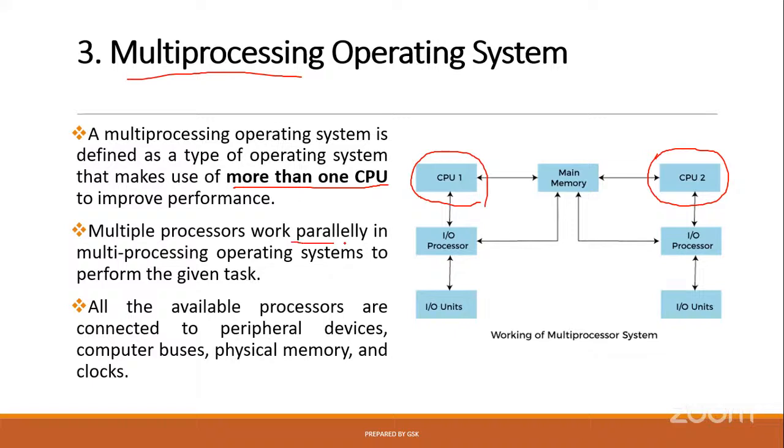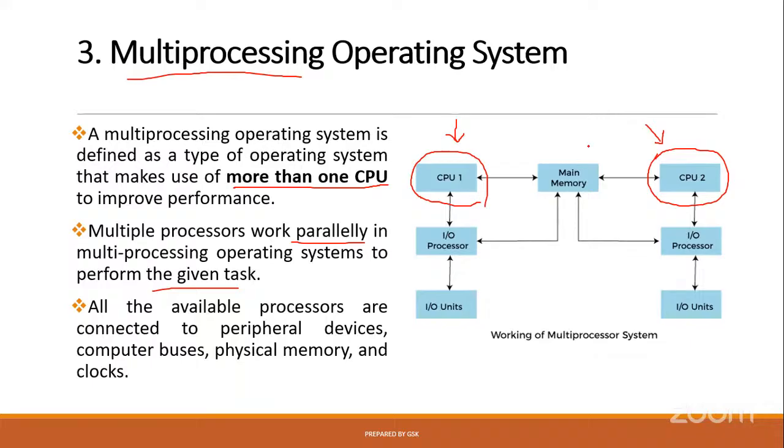Multiprocessors work parallelly in the multiprocessing operating system for the given task. If you give any task, the task is divided and the parts of the task will be executed by the different processors. Suppose I submitted one task, that task or job is divided into two parts. One part is given to CPU 1 and another part is submitted to CPU 2 for the execution. So parallelly, the same work will be done by the multiple processors.